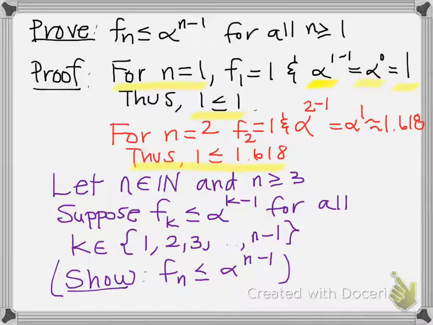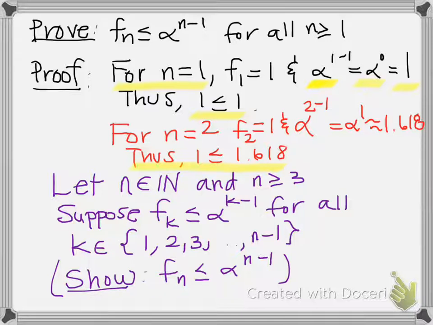In general, like I said, you can always change it to a k or m or some other variable so you won't get confused. In some instances you don't need to change it, like in that first example we did. But in this example, it's going to be important that we change it. So let n belong to the naturals and n be greater than or equal to 3, and suppose f sub k is less than or equal to alpha to the k minus 1 for all k equal to 1, 2, 3, all the way up to n minus 1.